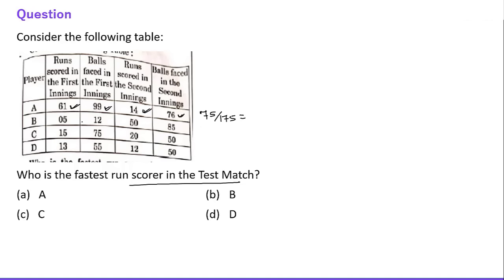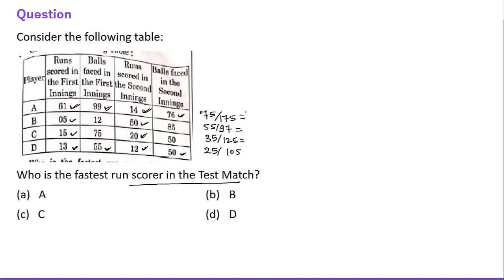Right. And he is scoring 55 in 97 balls total. He is scoring 15 and 20, 35 runs, in how many balls? 125 balls. And he is scoring 13 and 12, 25 runs, in how many deliveries? In 105 balls. Right? So, see everyone, we just need to find which fraction is the greatest.